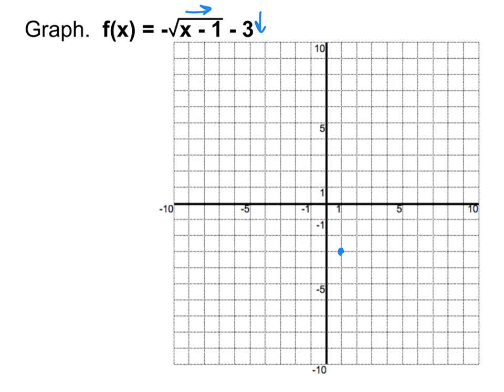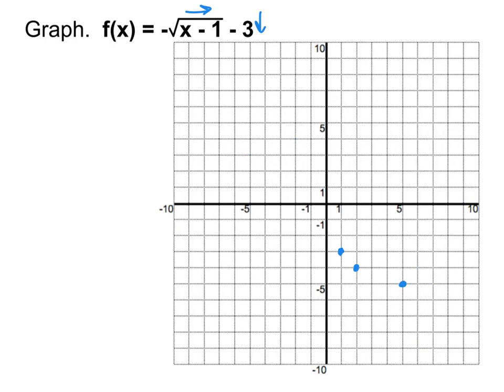So instead of going over 1, up 1 for my first point, I'm going to go over 1, down 1 for my first point. And then the second point, normally I'm going over 4 and up 2 because the square root of 4 is 2. In this case, it's going to be over 4 and down 2. Same thing. The only difference is I'm going down instead of up when I plot the points.